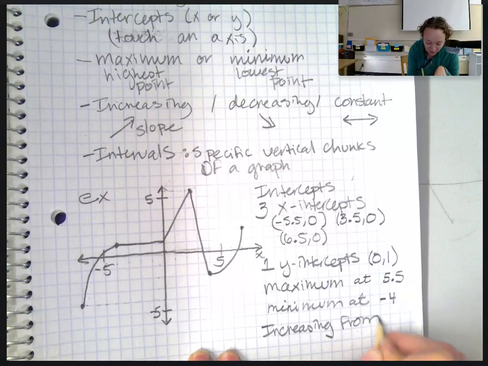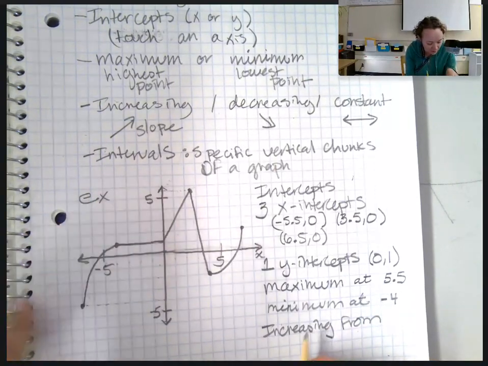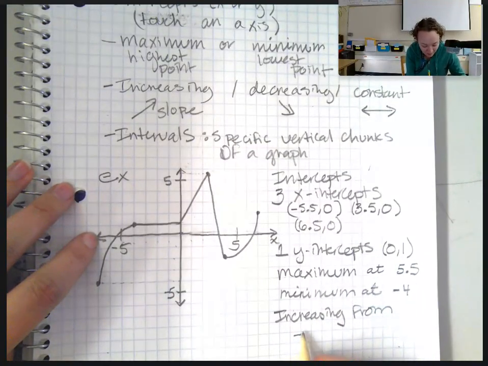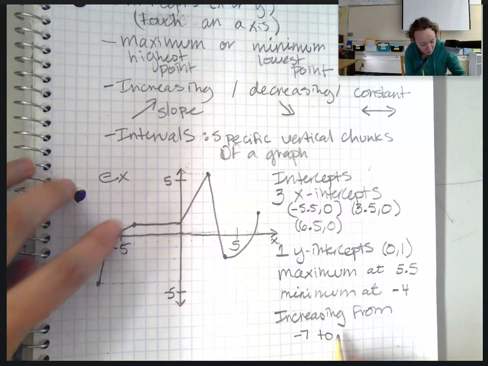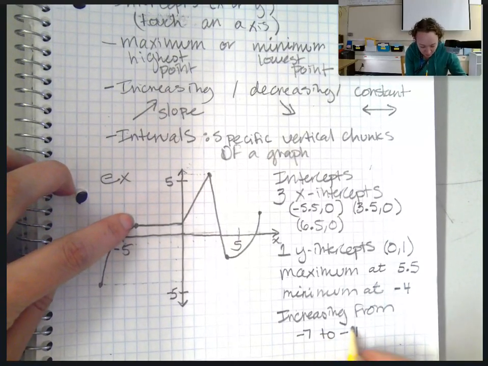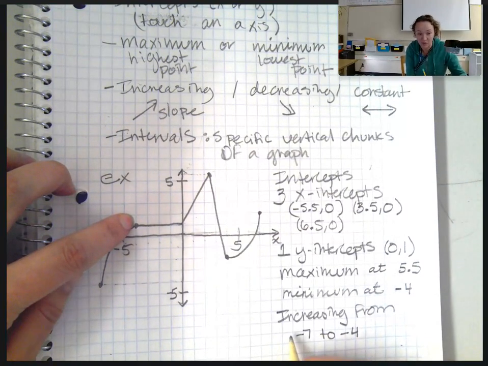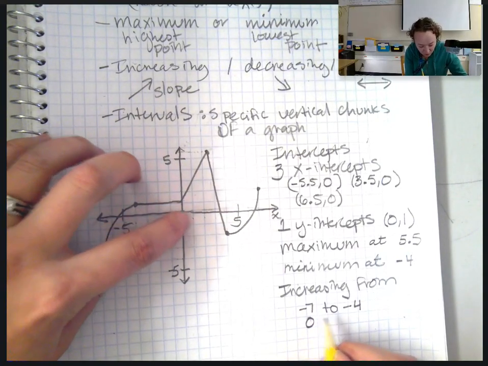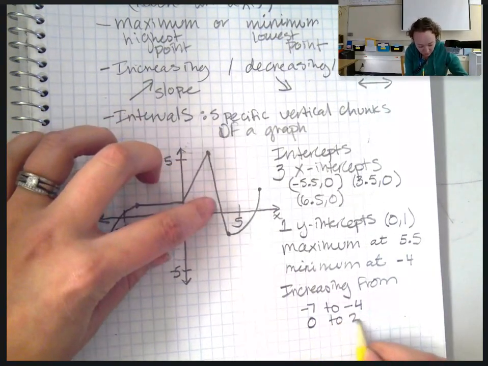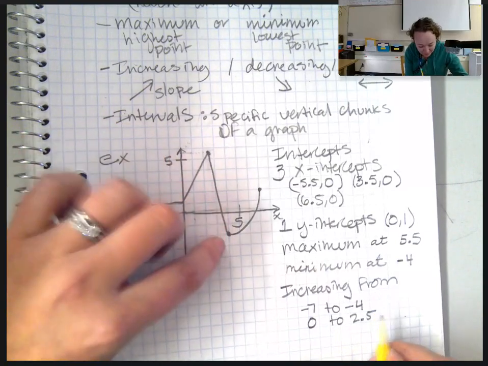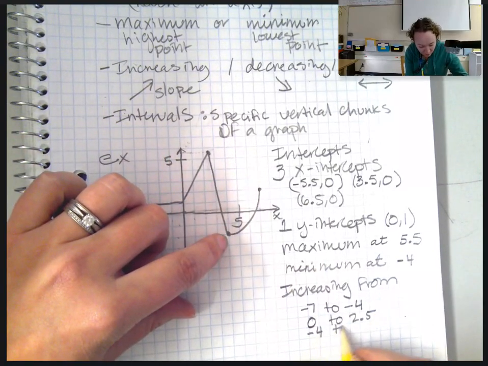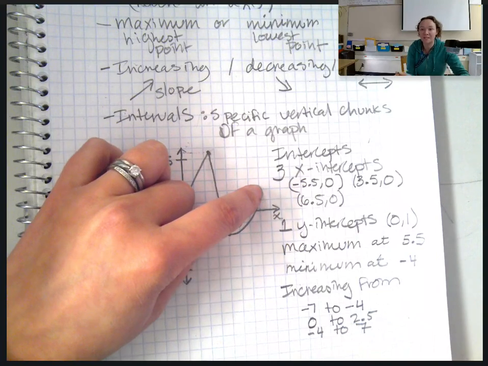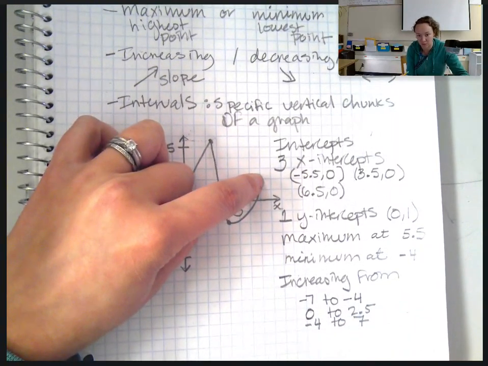from, and then there's a bunch of different parts. So it's increasing from when x is negative 7 to negative 4. These are all x values. It's increasing from 0 when x is 0 to 2.5. And it's increasing from negative 4 to 7. So there's 3 different intervals in which it's increasing.